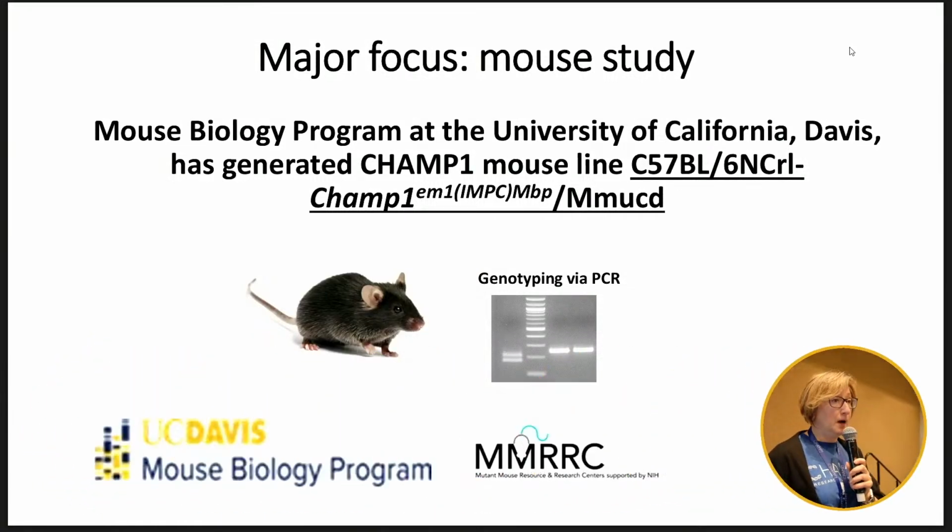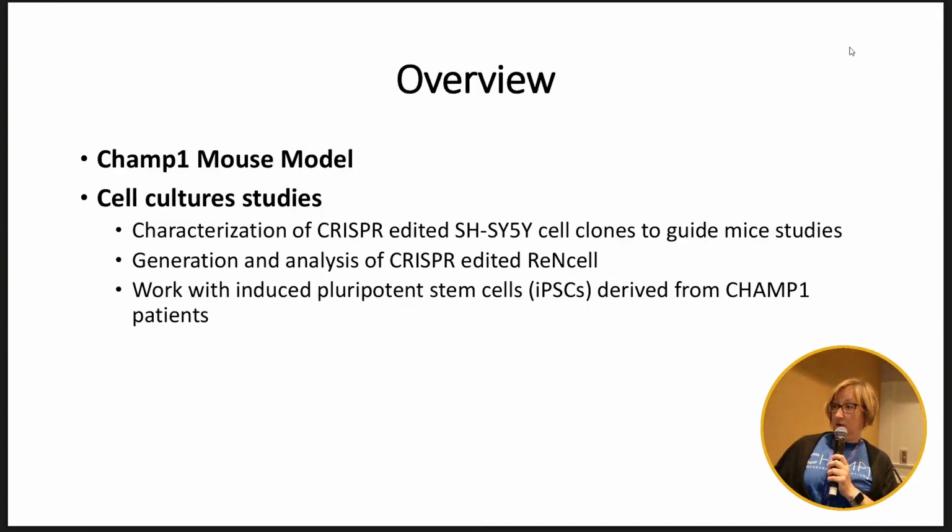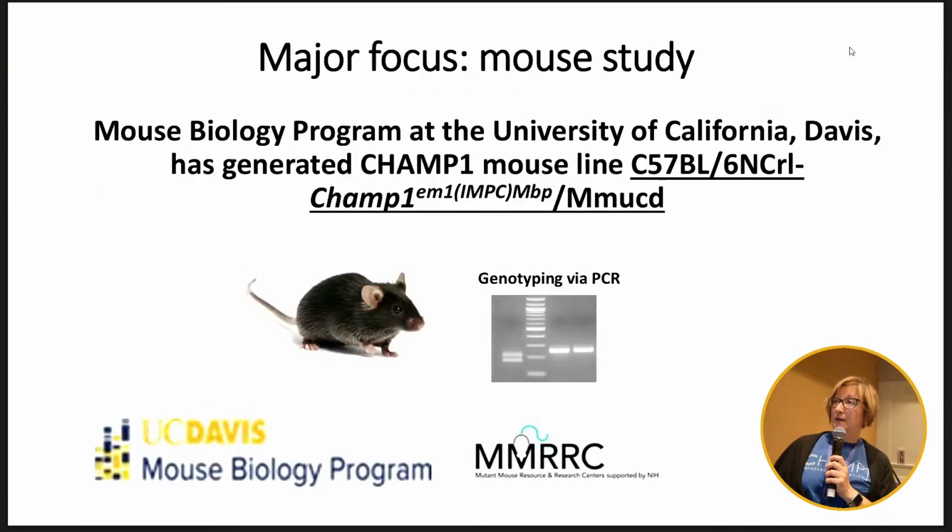We bought the mouse model from the University of California when it was generated, and it has a specific human mutation of 35 base pairs, so we were able to easily genotype the mouse model. We have another presentation following after mine, where we will have all the details of the phenotyping and explain the mouse model.